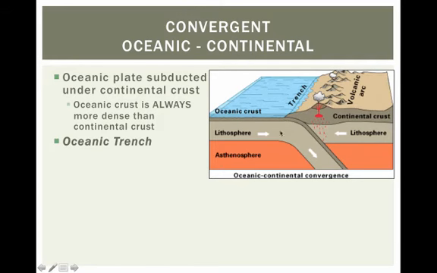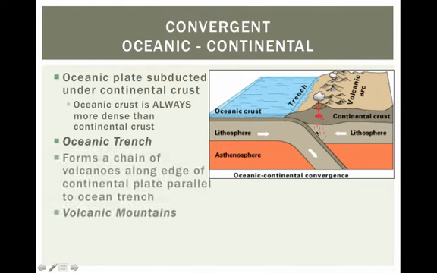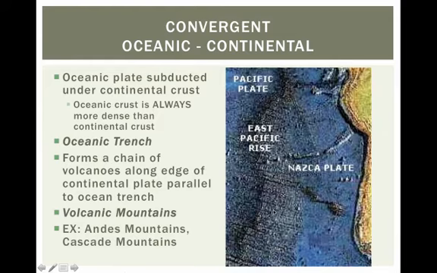Notice still that we do have the trench from land being pulled down. So we have the oceanic trench and we have the volcanic mountains now. Examples of this would be the Andes Mountains and the Cascades Mountains.